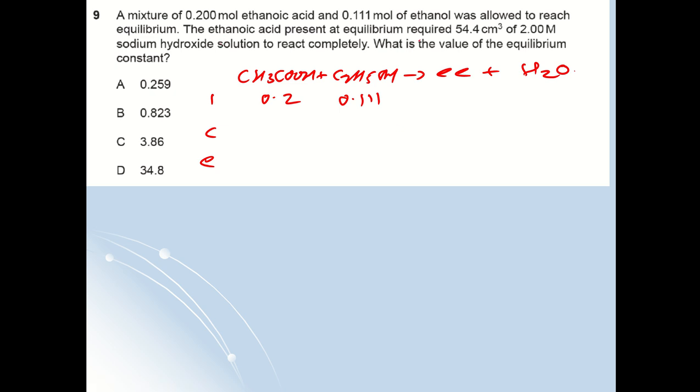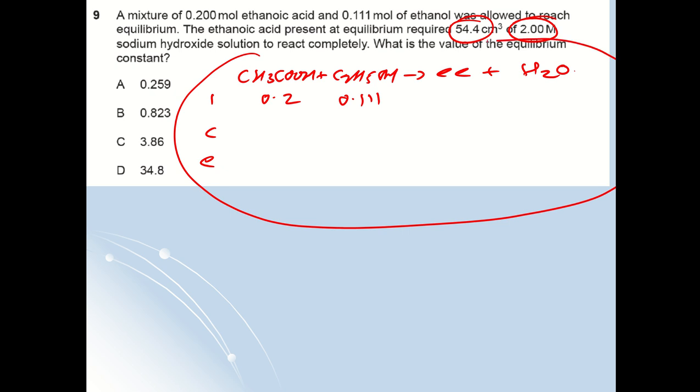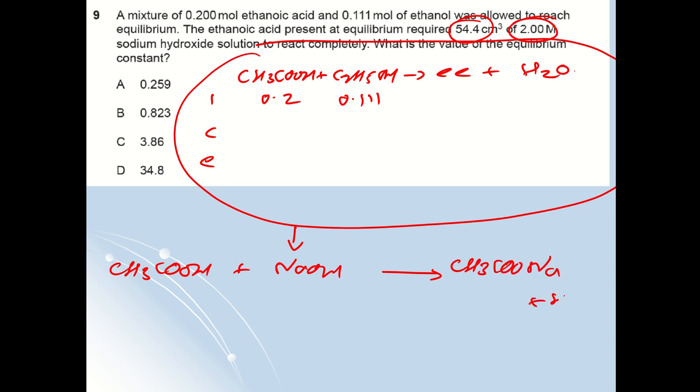Right, the ethanoic acid present required then 54.4 cm3 of 2 molar sodium hydroxide to react. Right, so this is what's different about this one. We're taking that whole thing after equilibrium and we are taking our ethanoic acid, just our ethanoic acid, and reacting it with sodium hydroxide in a titration. Okay, now that is the equation for this. The reason why we need this is we need the ratio at which the sodium hydroxide reacts with ethanoic acid. Most of you will know that anyway. I would hope it's 1 to 1 even.